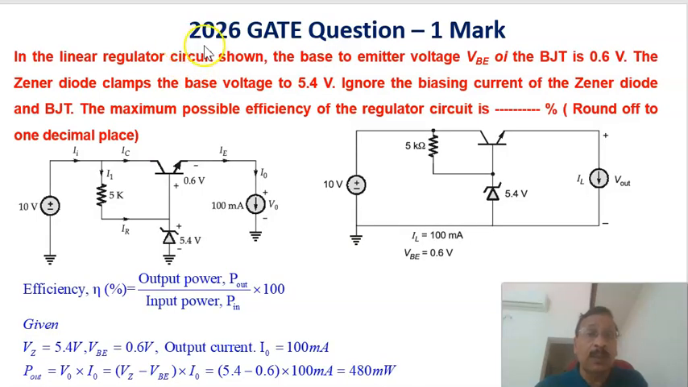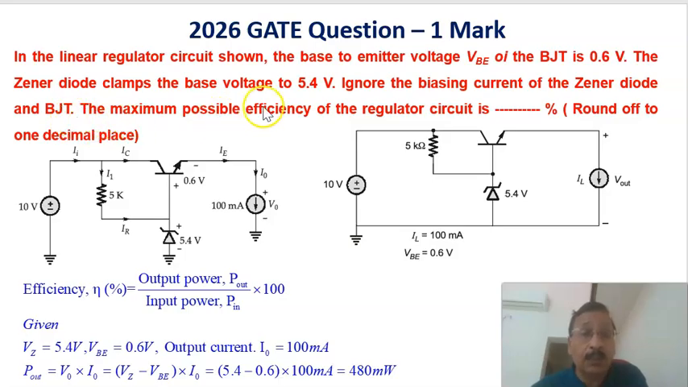Now let us see another problem that also carries 1 mark, a 2026 GATE question. In the linear regulator circuit shown, that is this Zener regulator, the base to emitter voltage VBE of the BJT, bipolar junction transistor, is equal to 0.6 volt, with the polarity plus here and minus here. And the Zener voltage clamps to a bias voltage of 5.4, Zener breakdown voltage equal to 5.4 with the polarity minus here, plus here. Ignore the biasing circuit of the Zener diode and the BJT.